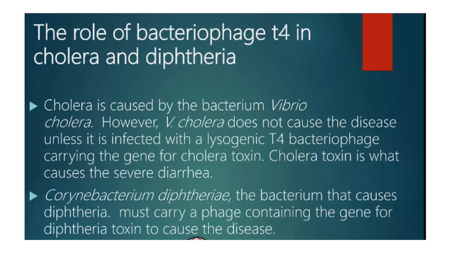Then coming to the role of bacteriophage in cholera and diphtheria. Cholera is caused by the bacterium Vibrio cholerae. However, Vibrio cholerae does not cause the disease unless it is infected with a lysogenic bacteriophage carrying the gene for cholera toxin. Cholera toxin is what causes the severe diarrhea. Then Corynebacterium diphtheriae, the bacterium that causes diphtheria, carries a phage containing the gene for diphtheria toxin to cause the disease.